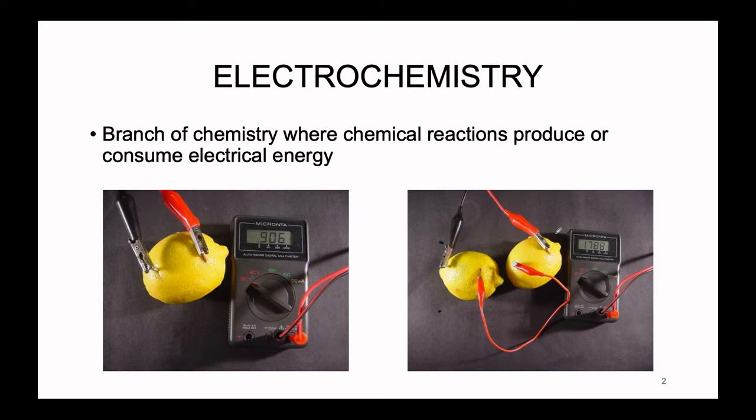All right, so electrochemistry. This is the branch of chemistry where chemical reactions either produce or consume electrical energy. So one of the defining features of a redox reaction, which we introduced back in Chapter 9 last semester, is that a redox reaction involves the transfer of electrons, right? This is redox.